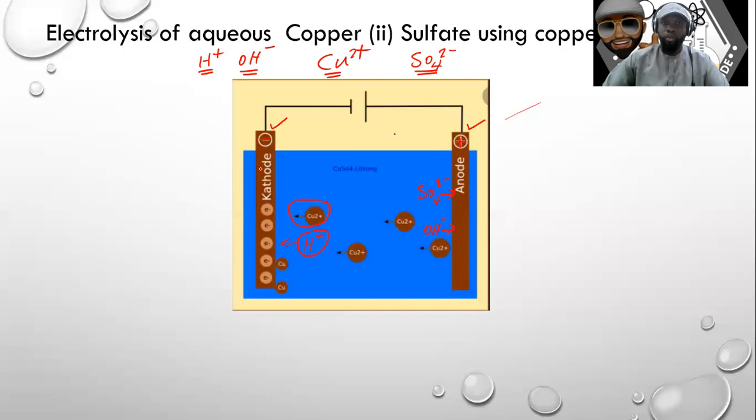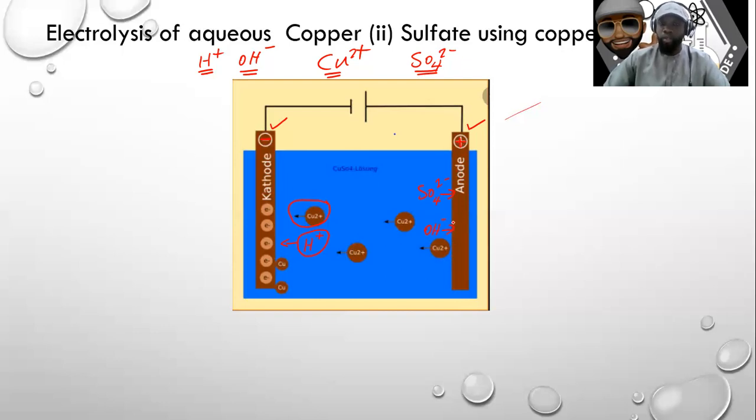You would recall that when we used carbon electrodes, our sulfate and hydroxide ions both moved to the anode, but it was our hydroxide ions that formed the product there. In this case, once we've changed the electrodes from carbon to copper, the product will be totally different. In fact, there wouldn't be a product at the anode. At the anode, there would be no product.